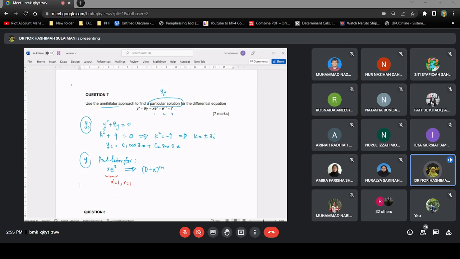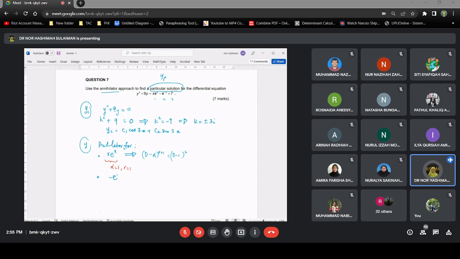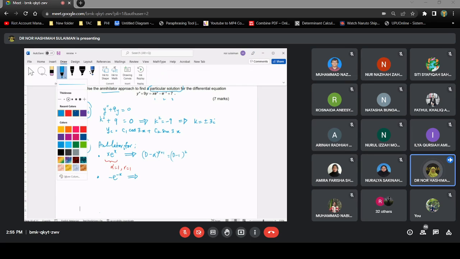Yang kedua. See, I'm doing it step by step. Alright. Yang kedua apa term dia? Negative e to the power of negative x. Actually the sign yang dekat depan e ni tak ada masalah, tak ada isu pun. Okay, yang ada masalah adalah dekat negative x tu. Okay, so saya highlightkan dengan pen merah.